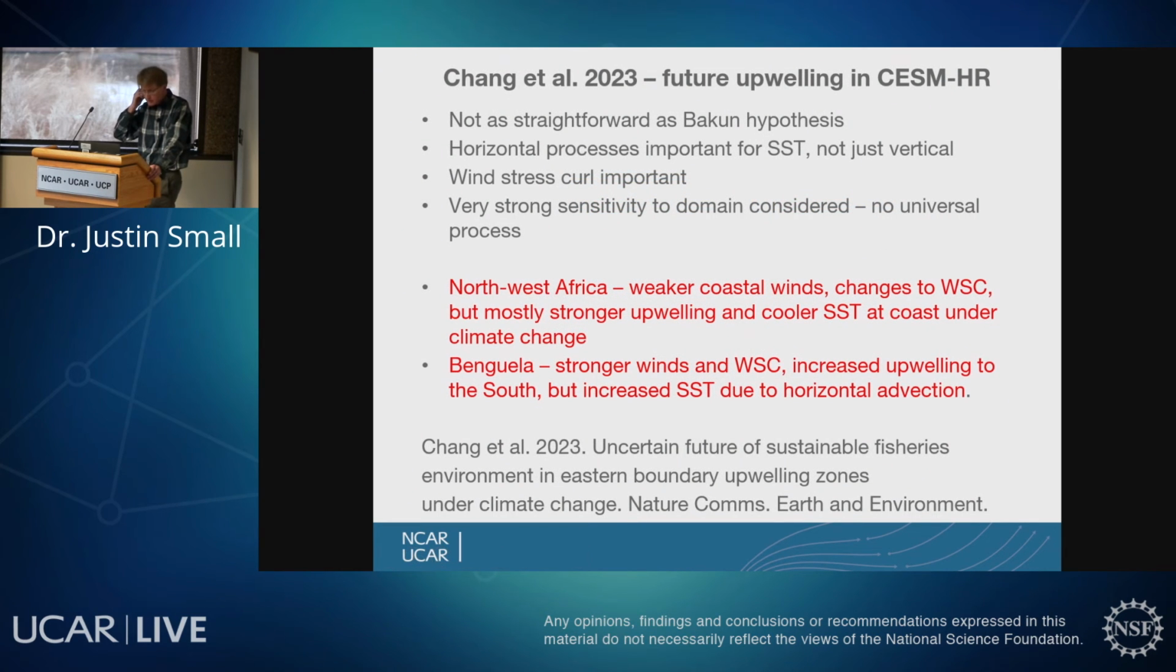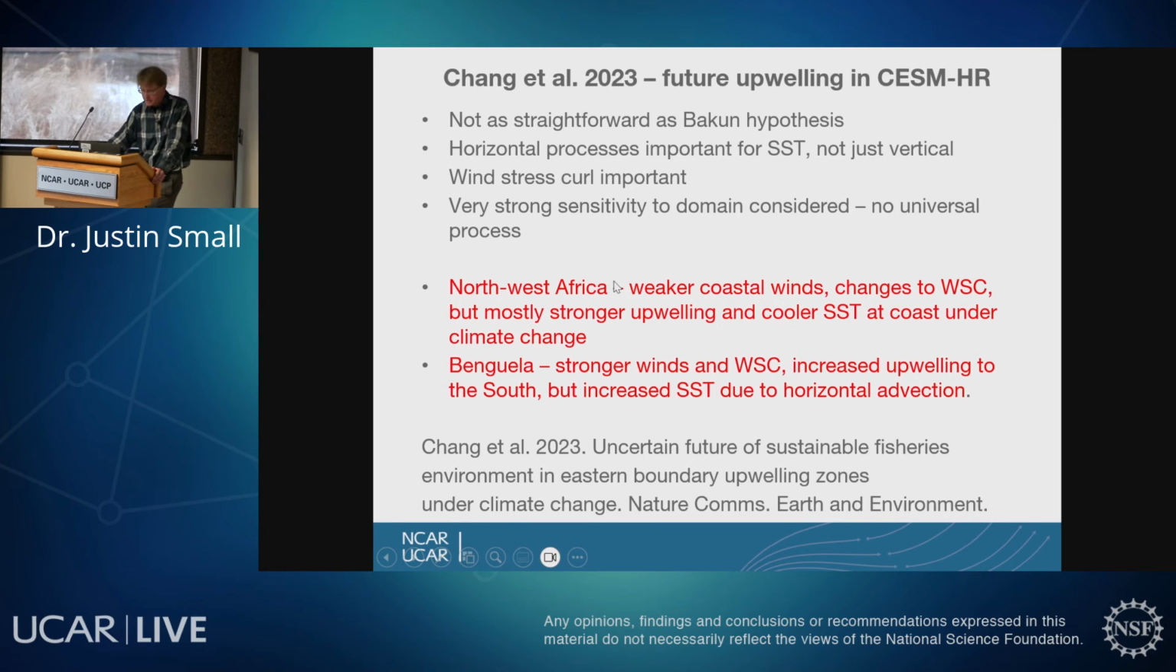And I want to summarize results from a paper by Ping Chang and my collaborators and myself, so Texas A&M and CGD. What we found is that for the upwelling, it's not as straightforward as the Bakun hypothesis. It has a number of different factors. Horizontal processes are important, not just vertical, particularly for SST. The wind stress curl is important, that was mentioned earlier. There's a very strong sensitivity to the domain considered. Are you looking at the southern part of the upwelling system or the northern part? And there's no universal process.